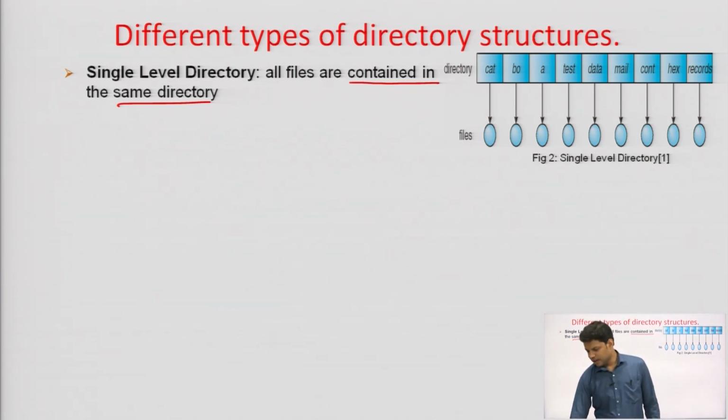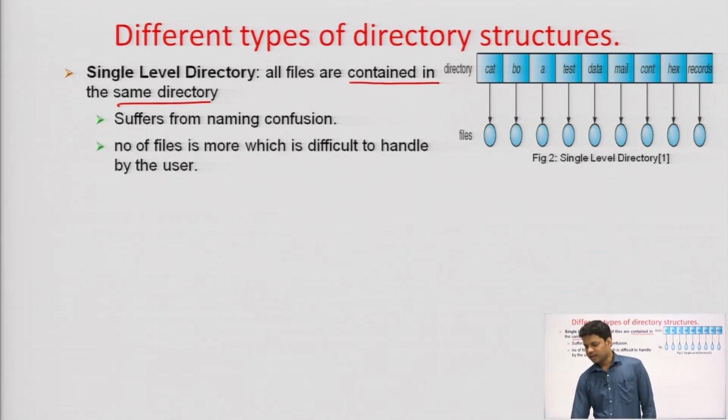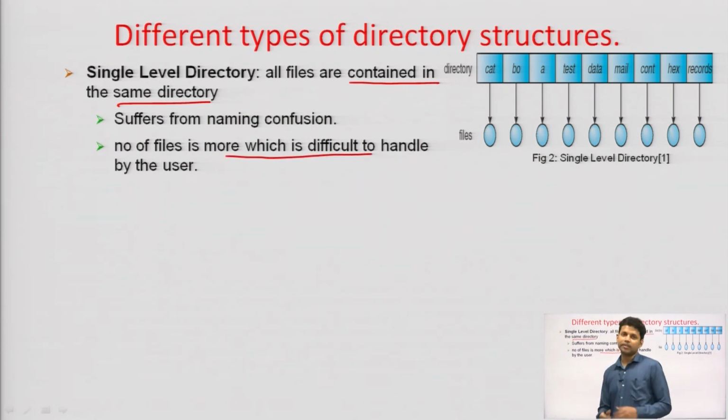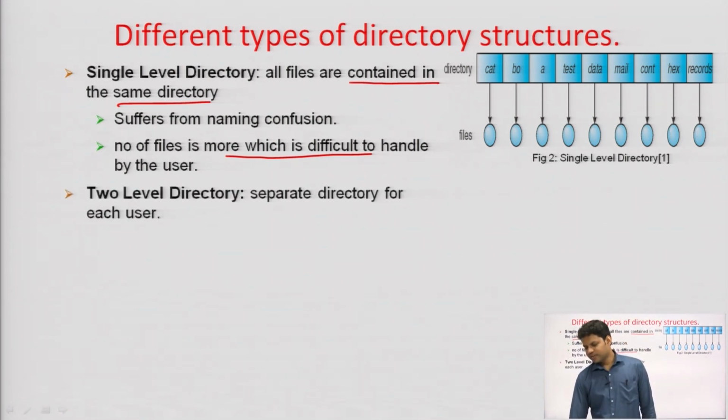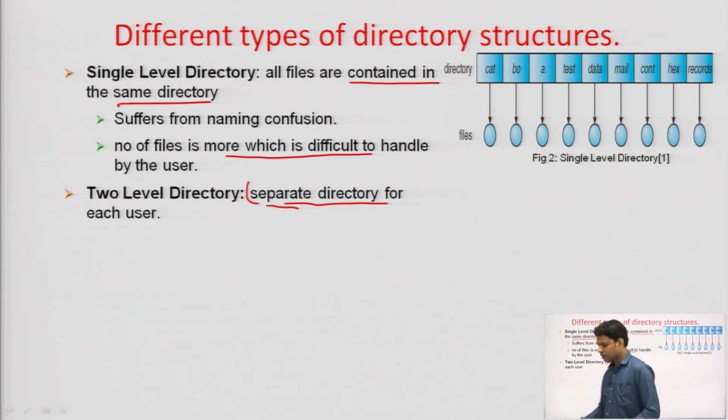Another disadvantage is, first, it suffers from naming confusion. Second, the number of files is large, which is difficult for a single user to handle, as multiple users are using the same directory. The next directory level is the two level directory. Here each and every user uses a separate directory.